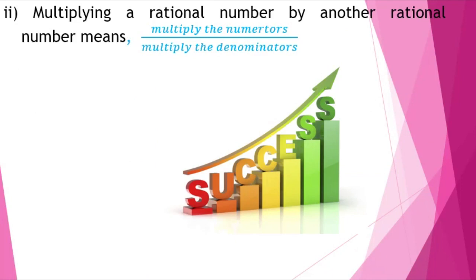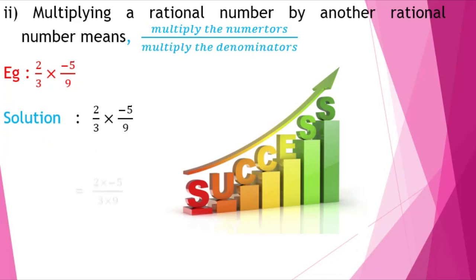Multiplying a rational number by another rational number means multiply the numerators upon multiply the denominators. For example, 2 by 3 multiplied by minus 5 upon 9. That is 2 multiplied by minus 5, divided by 3 multiplied by 9, gives minus 10 upon 27.